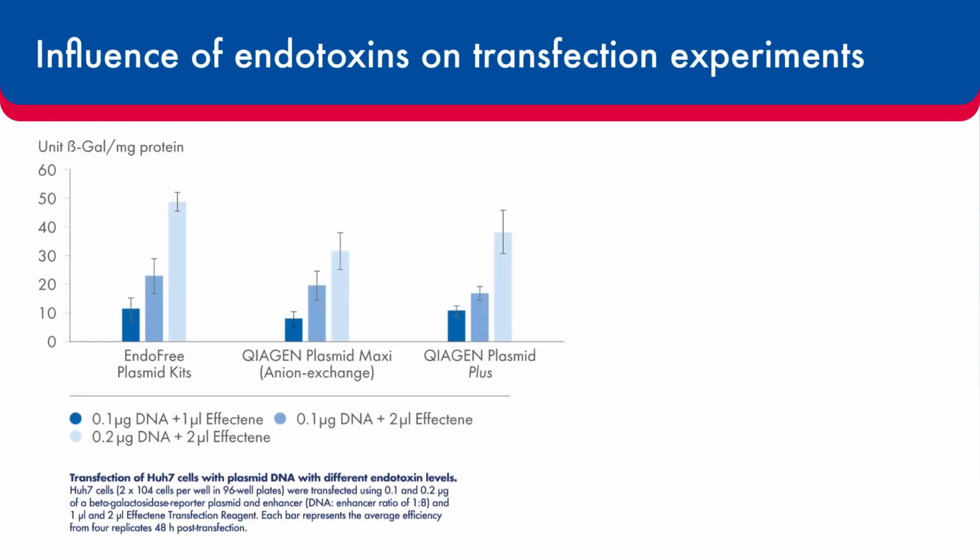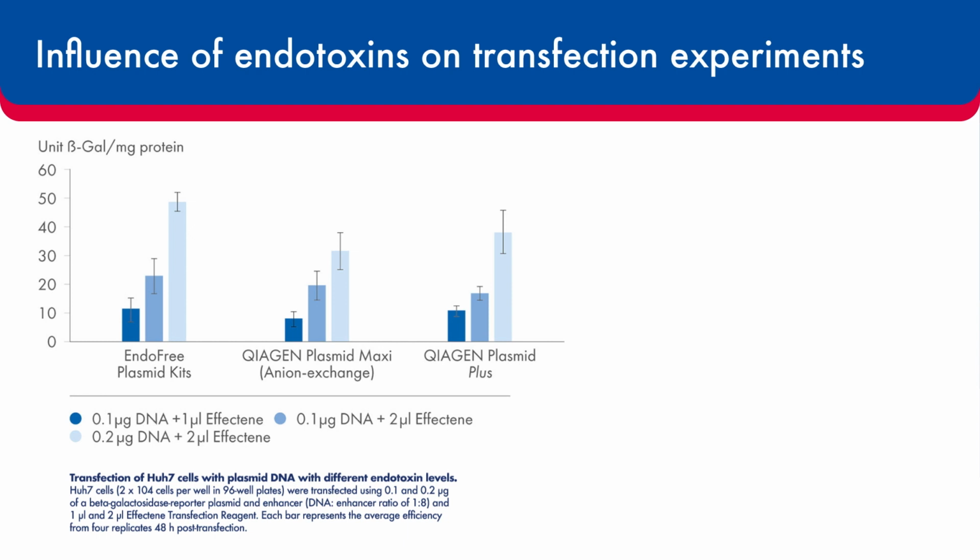To measure transfection efficiency, the pCMV beta vector, including the beta-galactosidase gene, was transfected into human hepatoma cells. Beta-galactosidase activity was measured using the beta-gal assay. As shown in the figure, we can see a correlation between different parameters: quality of DNA, amount of DNA, and the amount of transfection reagent.